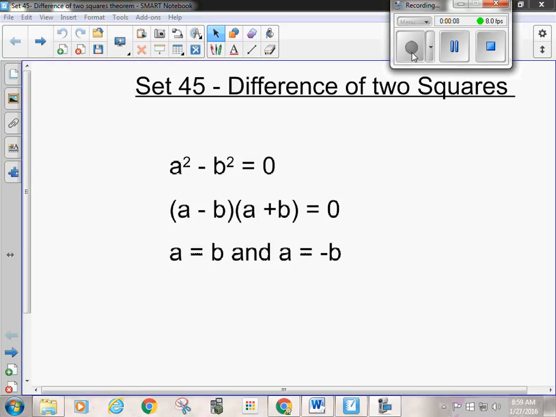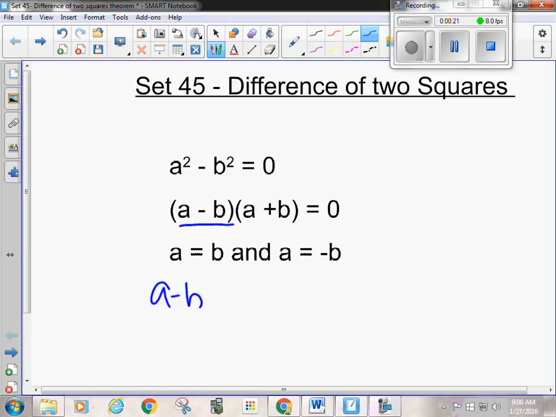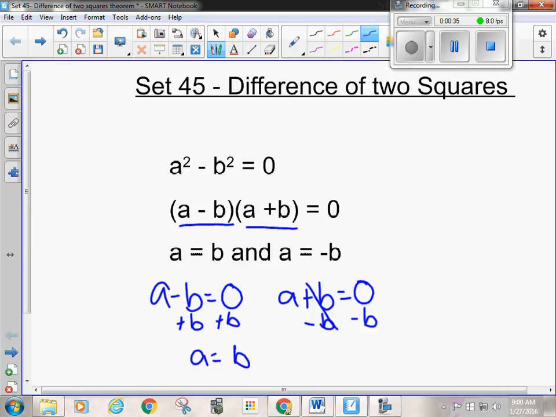So we've seen this before, where we have a squared minus b squared, two perfect squares that have been subtracted and are equal to 0. Then we would take each of our sets of parentheses here, so a minus b, we set equal to 0. We take our other one, a plus b, equal to 0. Then we solve for a or b, so here we would add b to both sides, and we get a equals b. Over here we would subtract b from both sides, and we get a equals negative b.